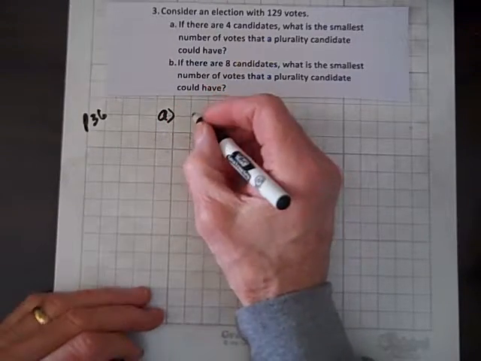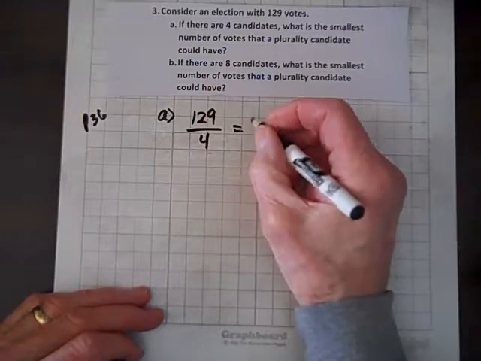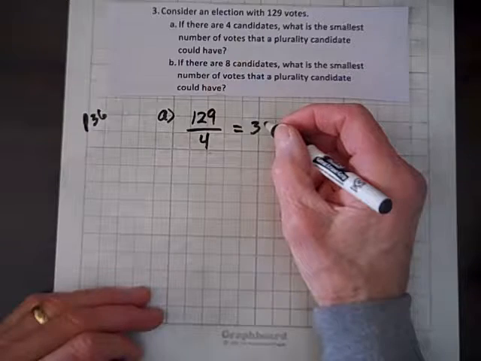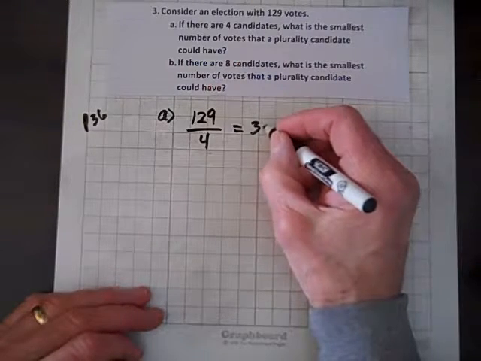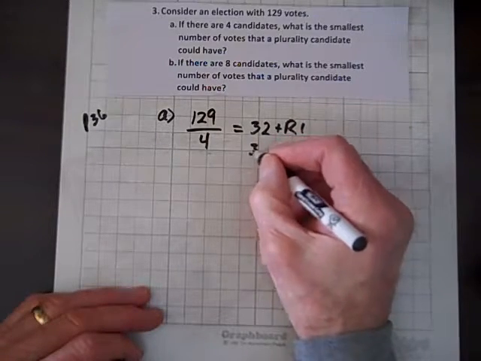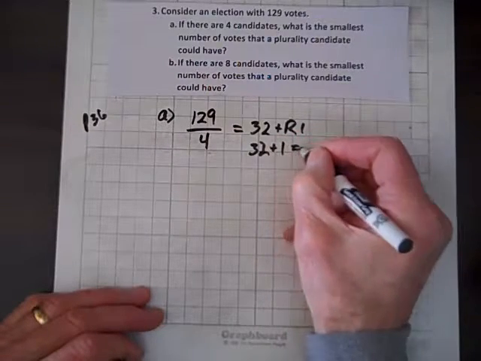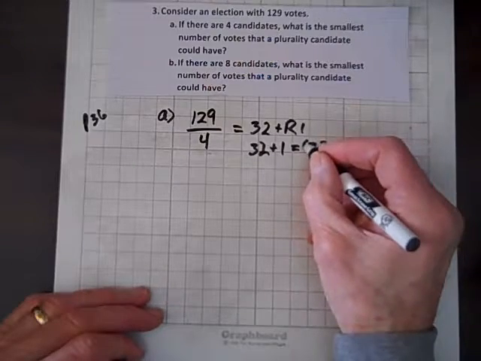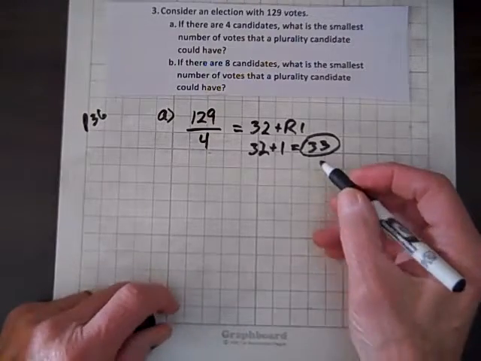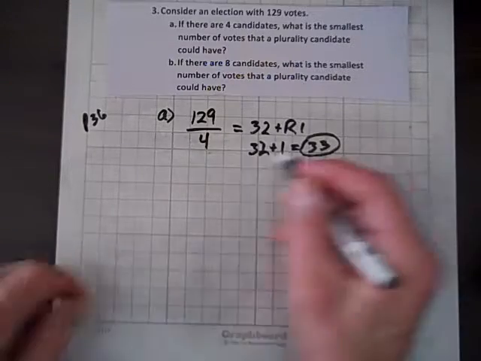let's just take 129 votes and divide that by 4, and what we get is 4 goes into 12 3 times and into 9 twice, plus remainder 1. Well, let's add that 1 to 32, and that equals 33. So the minimum number of votes for a plurality candidate to have in order to win using the plurality method is 33 votes.